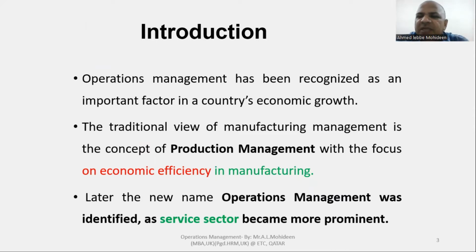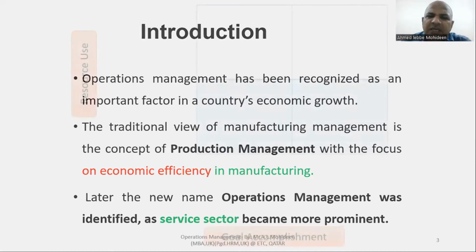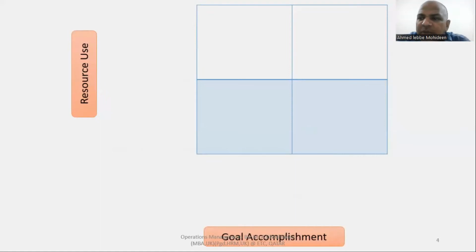Operation management has been recognized as an important factor in the country's economic growth. The traditional view of manufacturing management is the concept of production management. Generally, we can say product operation management is production management. But service is also operation. You have to understand this. But now operation management is mostly about service sector operations. Almost all the operations are now service sector operations. So in operation management, you have to make sure that you utilize the resources in order to achieve what you wanted to achieve based on the goal.